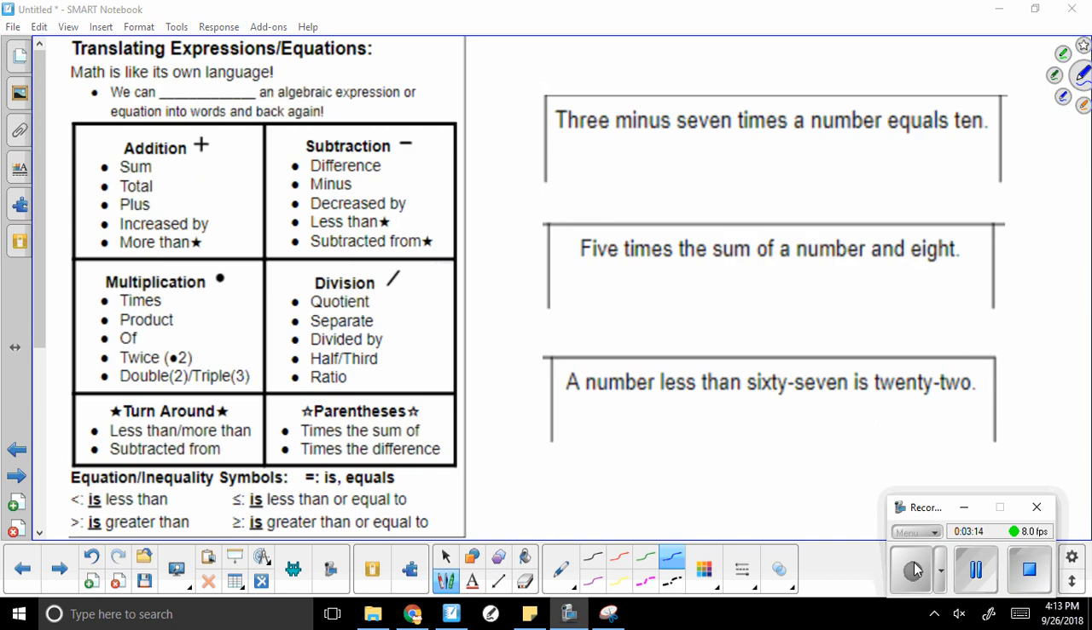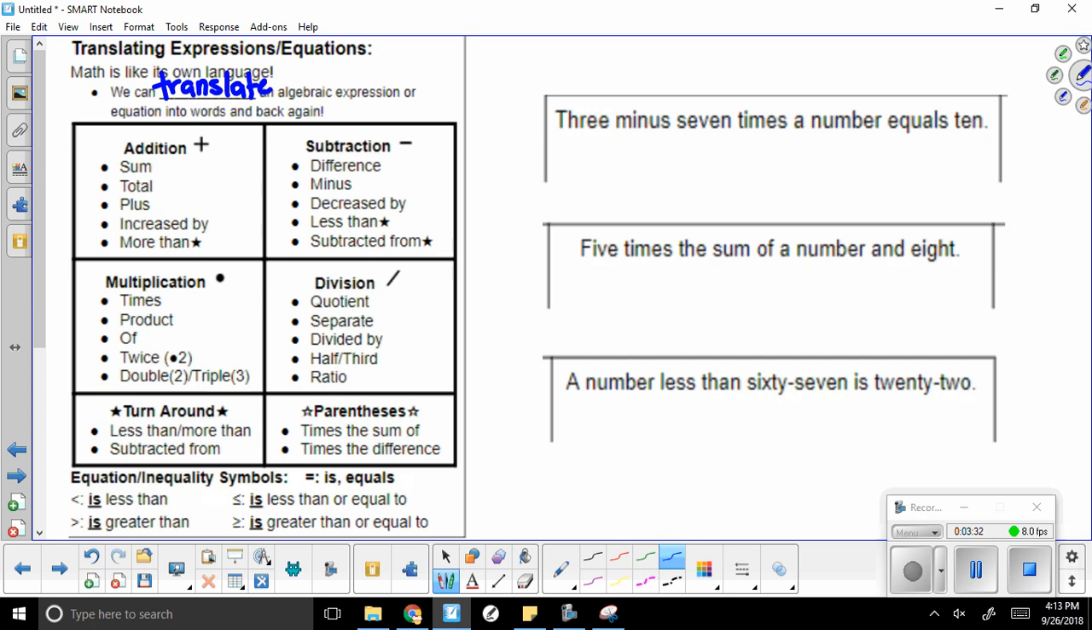So now that we've learned all of our vocabulary that we're going to use for our algebra unit, we're going to go over how we can translate expressions and equations. So math is really kind of like its own language. We can translate an algebraic expression or an equation into words, and you can even go back again.